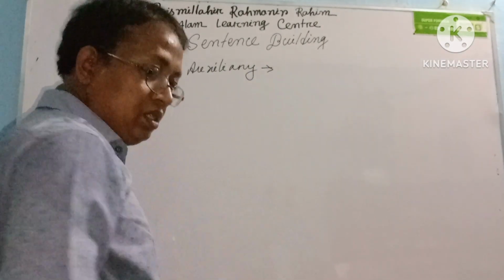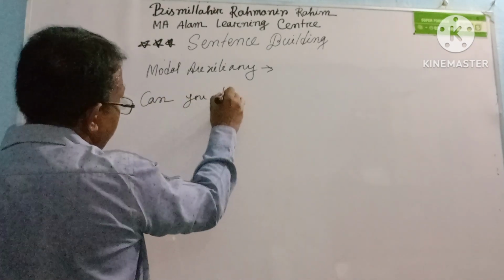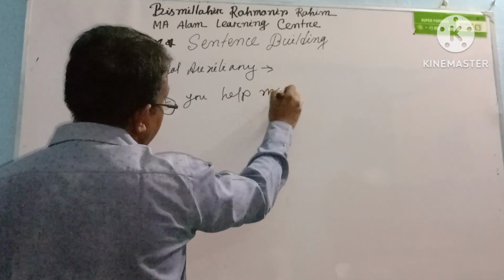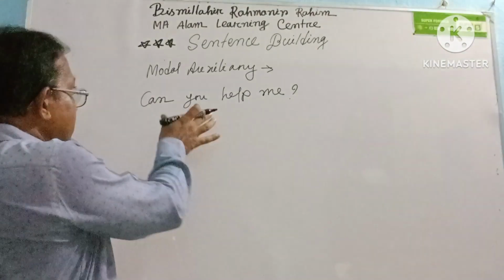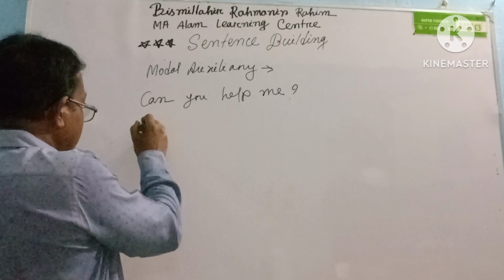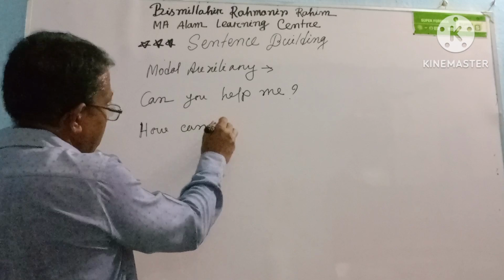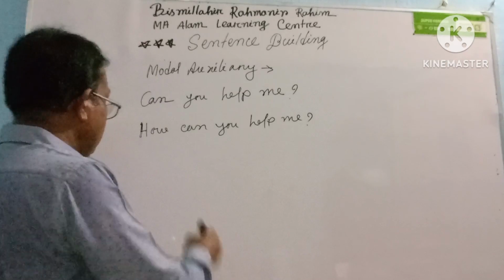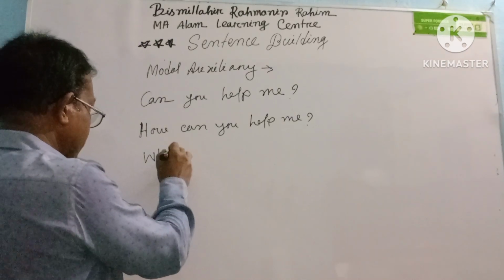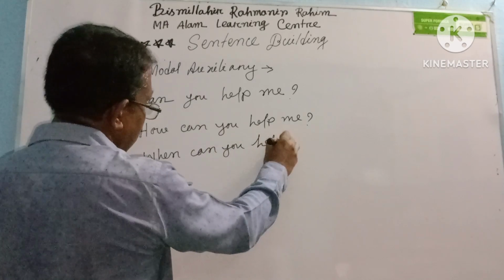Example: Can you help me? তুমি কি আমাকে সাহায্য করতে পারো? We can use a WH word here. How can you help me? Or when can you help me?